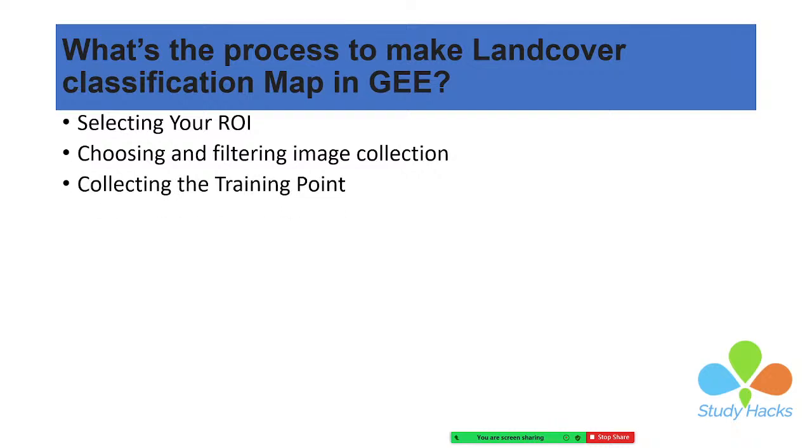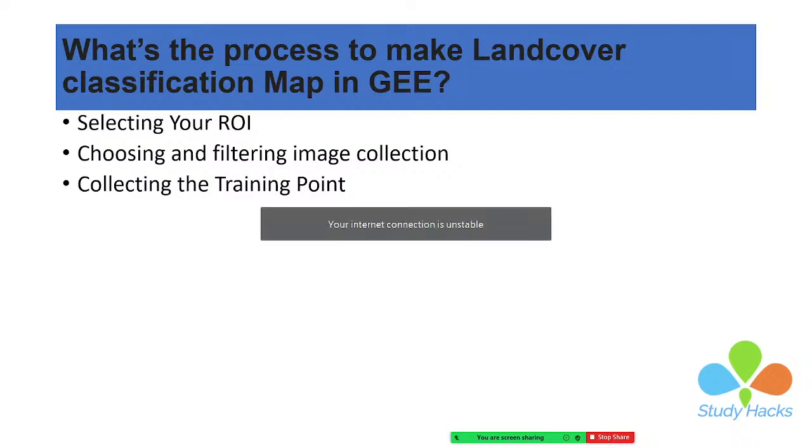Then the third step is that you need to collect the training points. Suppose you need to collect training points for every individual feature. You can get training points for a water body, some training points for the urban or built-up area, training points for the vegetation, and also some training points for the bare land or other features which you need. You can just simply take the training points.